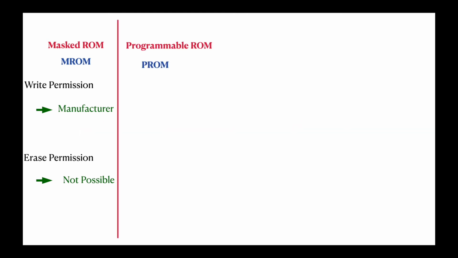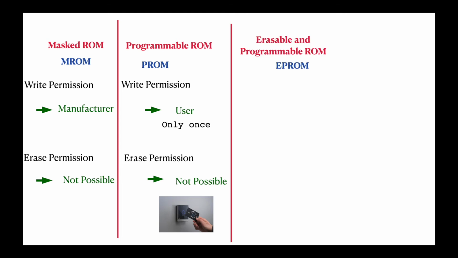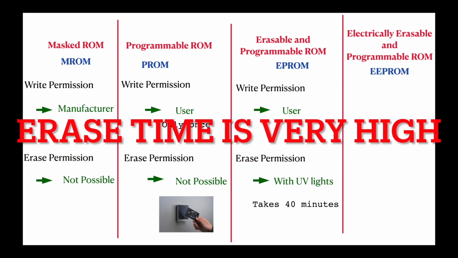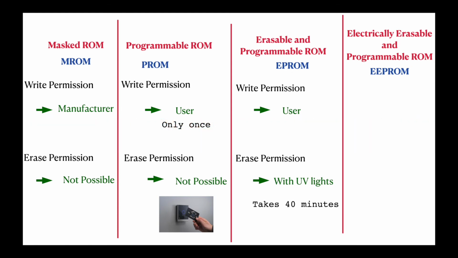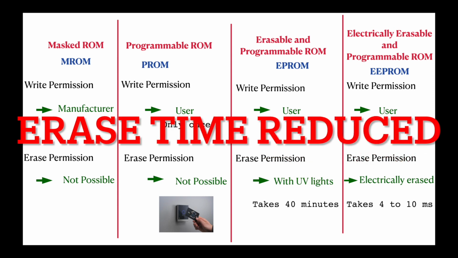Later, programmable read-only memory was developed, which could be written only once by the user. It comes as a blank chip, like RFID tags, which is written only once by the user. Later, the next version of ROM, erasable and programmable read-only memory, was developed with erase and rewrite features. Here, data is erased with UV light, which takes almost 40 minutes, which is quite long. So, to overcome this drawback, where UV light is used to erase memory, the next version of ROM was developed, which could be electrically erased. This electrically erasable and programmable memory takes an erase time of just 4 to 10 milliseconds. Nowadays, this is the most widely used ROM memory.